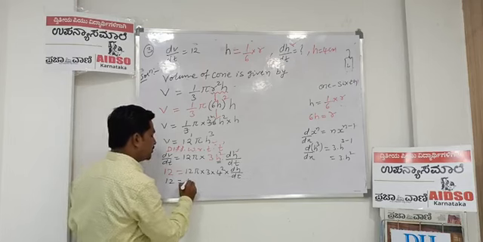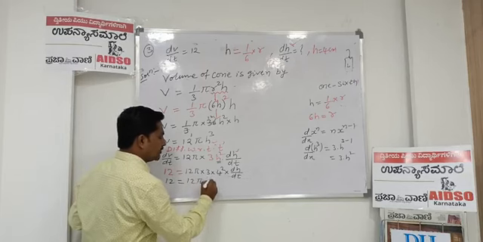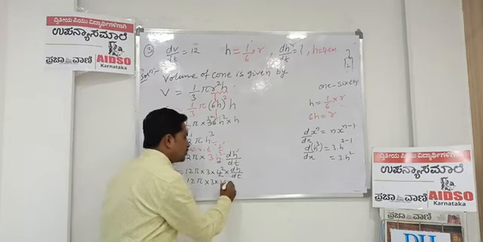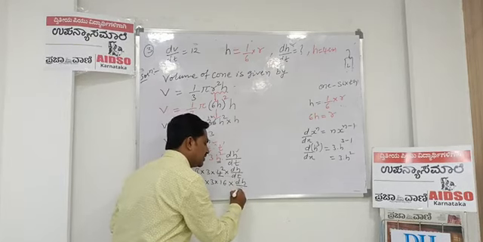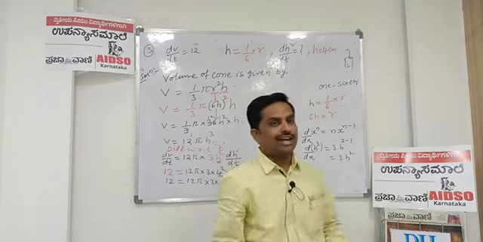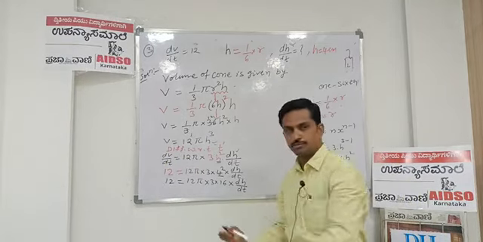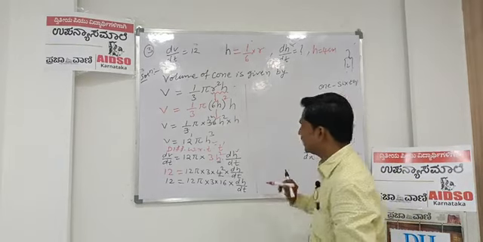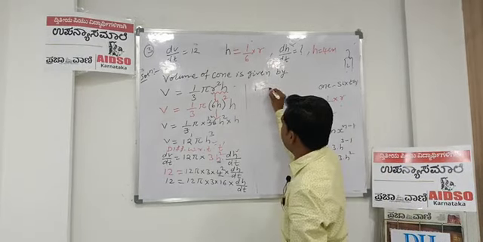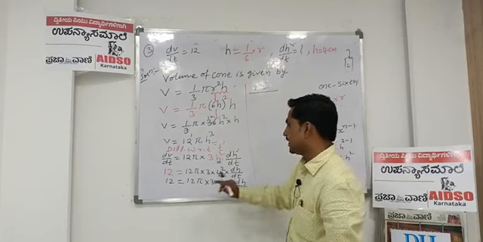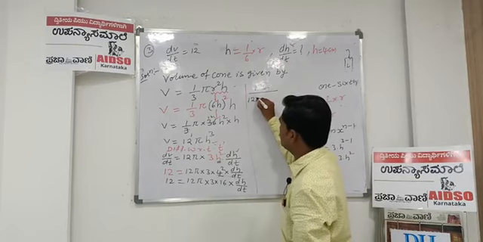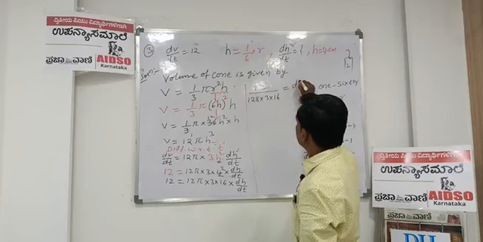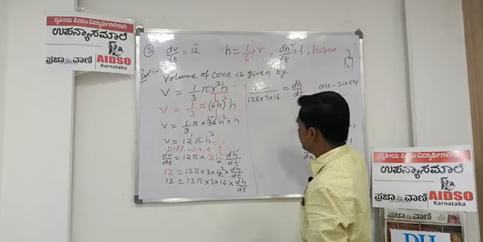Then it will be equal to 12 pi into 3 into 4 square, which is nothing but 16 into dh by dt. Now on the RHS we have entire numbers that can be transposed to the LHS, so that it will be 12 divided by this entire factor, 12 pi into 3 into 16, is equal to dh by dt.